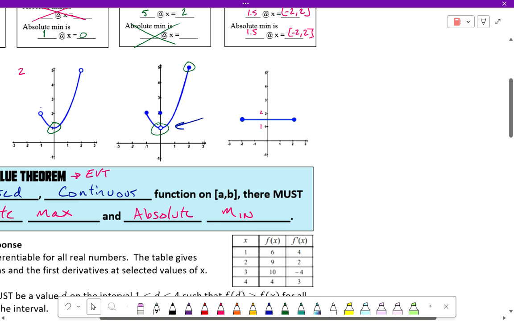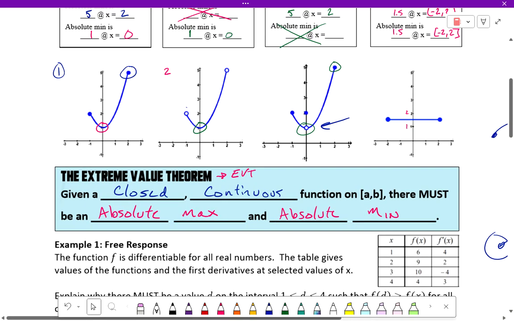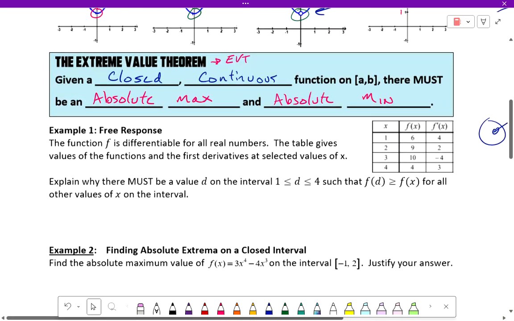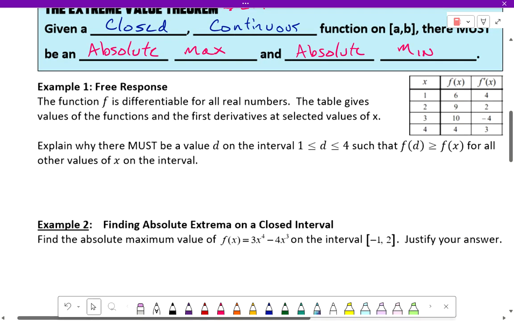So if you want to think about it, draw a line. You can't draw a line that has two endpoints that's continuous and is not going to both have a max and a min. Whatever you want to draw, there's a max and a min every single time, as long as you're closed and continuous. That's what EVT says. Okay? Not as common on the free response portion of the test, but it can be. One year I told my students, oh, it's definitely not going to be on free response. And then it absolutely was on free response. So we're ready for it.